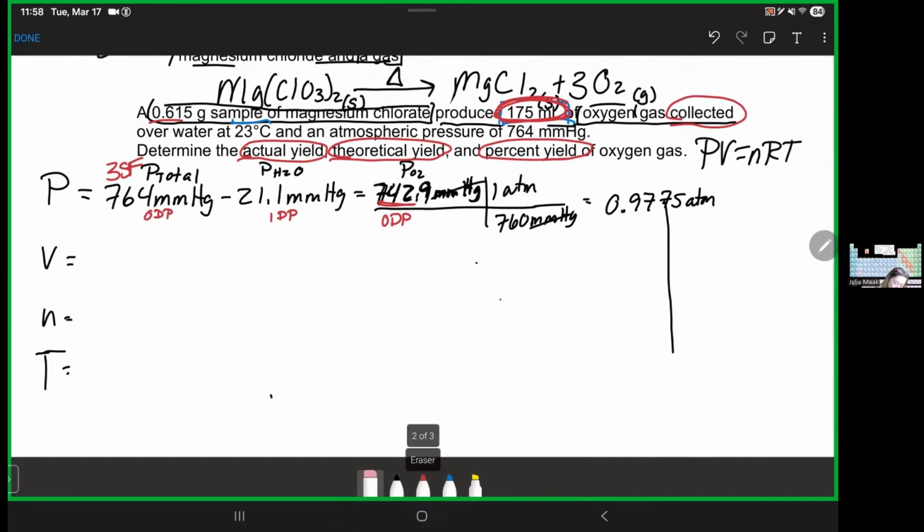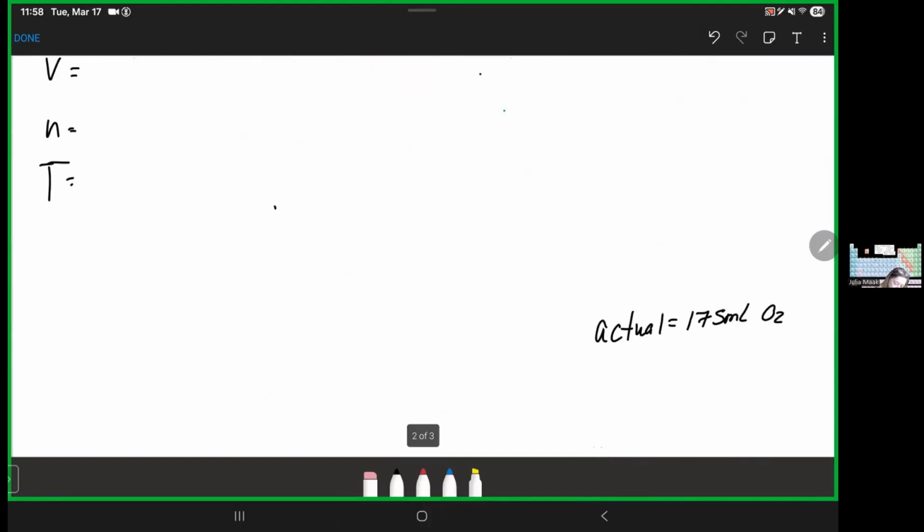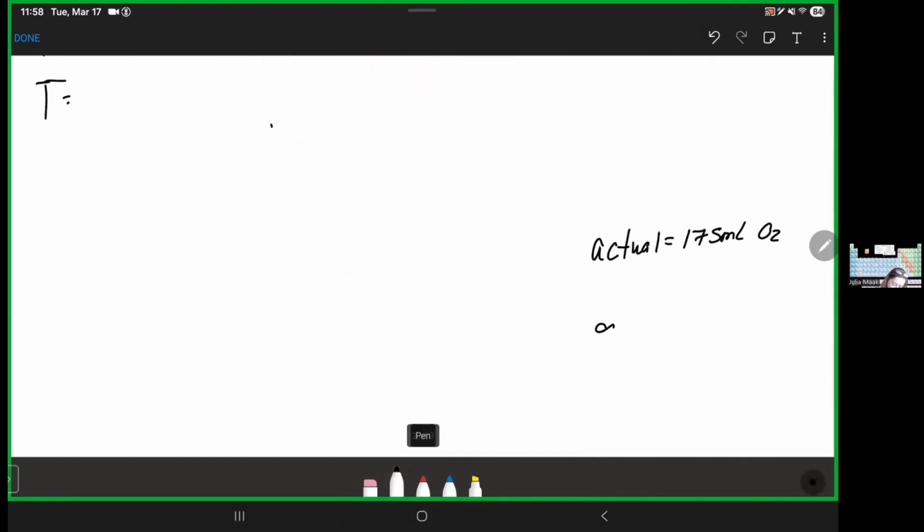Because they're asking for the percent yield, right? Remember, percent yield is your actual over the theoretical times 100%. So they have to give us, remember, the actual is a given value and theoretical is calculated.